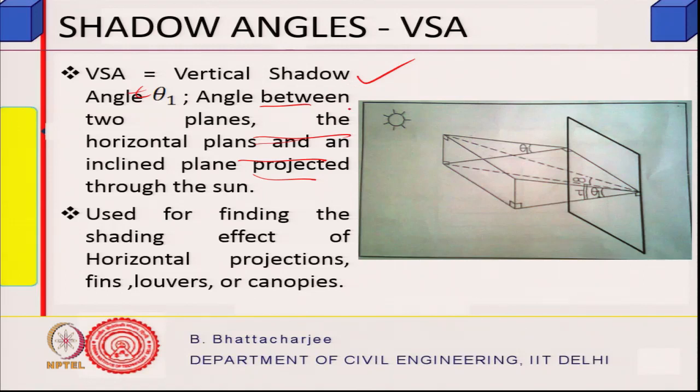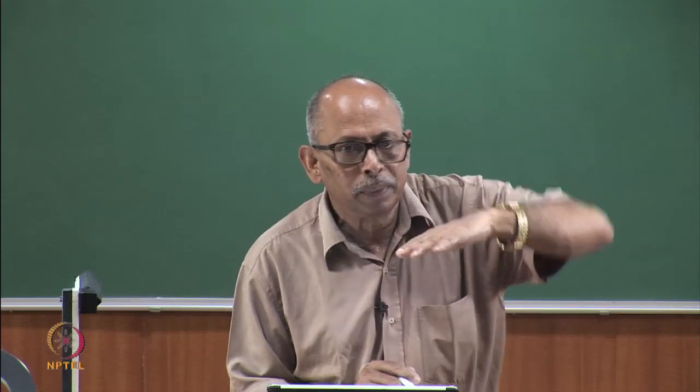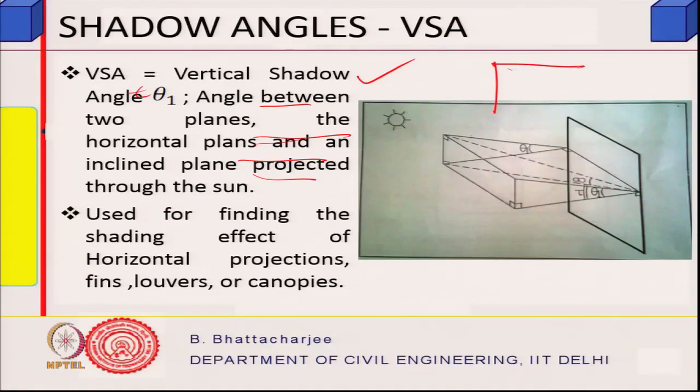Vertical shadow angle is that angle when the sun ray is just blocked. Remember that is what we talked about. This is the vertical shadow angle. Let us say this is the end of the wall, but the sun ray might just graze through it and fall somewhere there, right. And our relationships were also there.